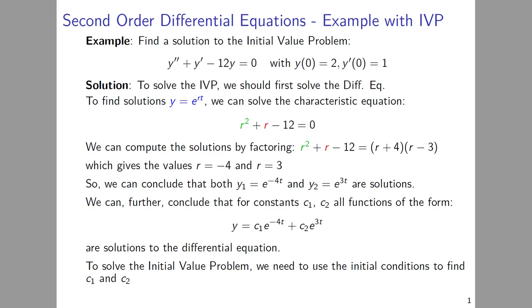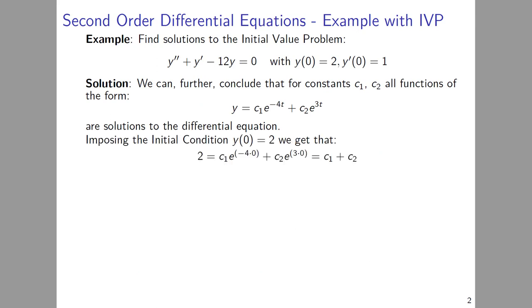And now, to solve the initial value problem, we need to use the initial conditions to find what values of c1 and c2 fit those initial conditions. Imposing the initial condition y(0) = 2, we get that 2 = y evaluated at 0, which is c1 times e^(-4 times 0) plus c2 times e^(3 times 0), but e^0 is just 1, leaving the right-hand side as c1 + c2.